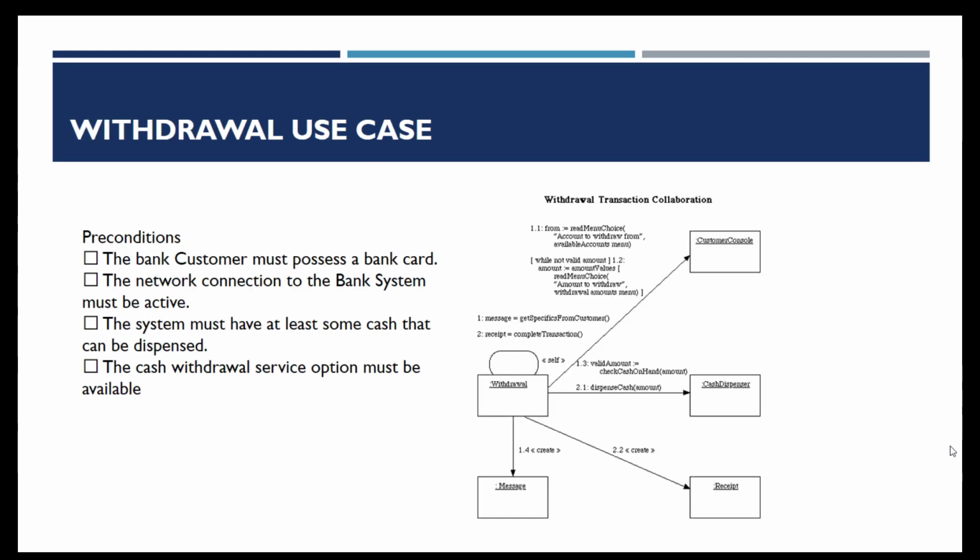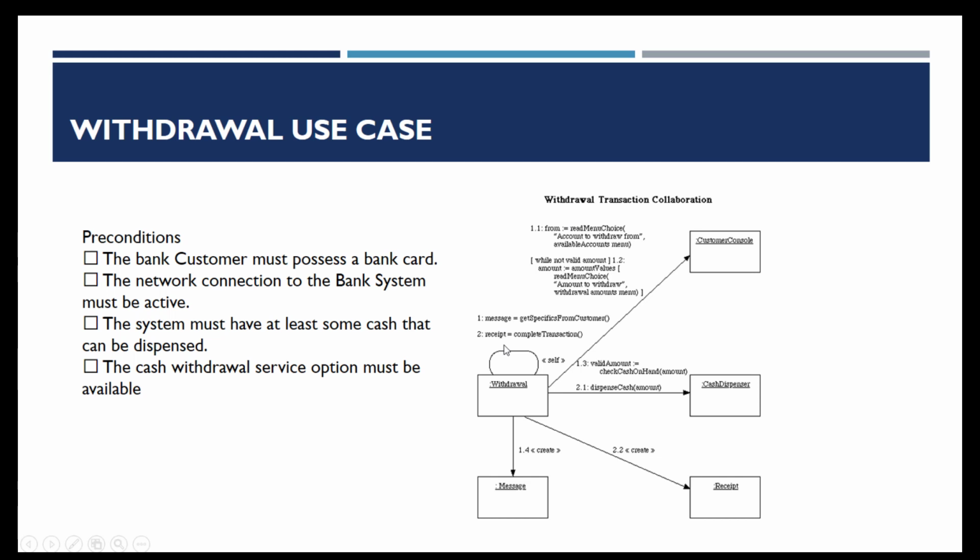Next, if we look in a little bit more detail at the withdrawal use case, we have to analyze a little bit its preconditions, right? For instance, the bank customer must possess a bank card, and a bank system must be connected with the network, and also the system must have at least some cash that can be dispensed. If it doesn't have cash, of course, the menu item should even be disabled. And the cash withdrawal service option must be available, right?